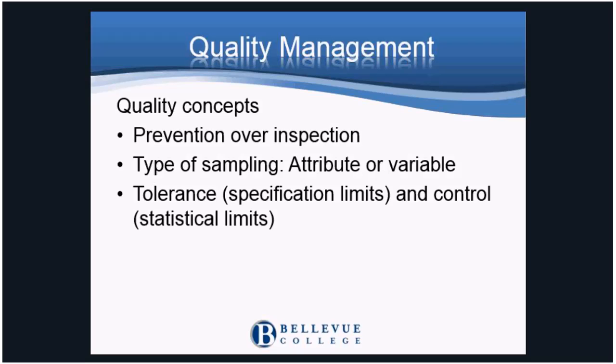Another concept in statistics is the difference between specification limits and control limits. Specification limits are hard physical limits, and control limits are statistical limits defined mathematically.